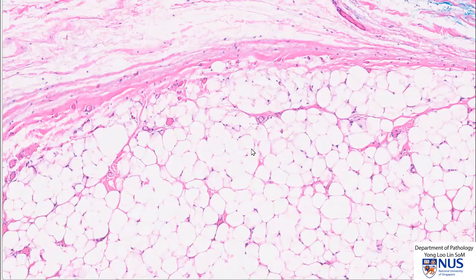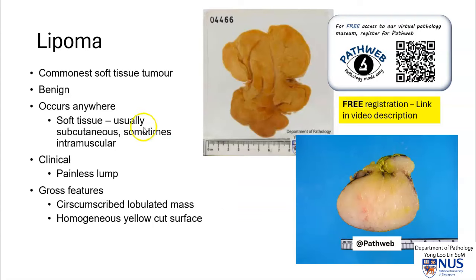Let's learn a bit more about lipomas. Lipomas are the commonest benign soft tissue tumor. They can occur anywhere, usually relatively superficial in the subcutaneous plane, but sometimes can be found a little bit deeper within the muscle, skeletal muscle. Usually, grossly, they are very well circumscribed with this lobulated appearance with a yellow homogeneous cut surface.